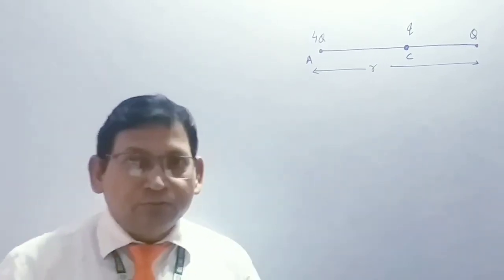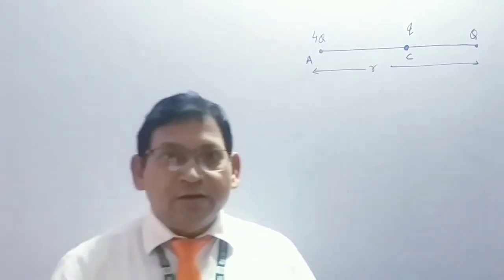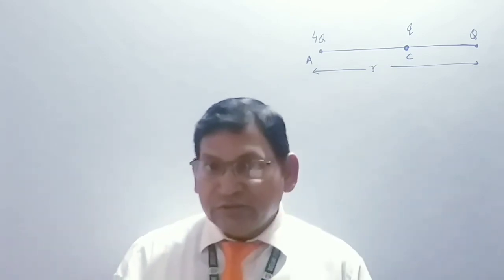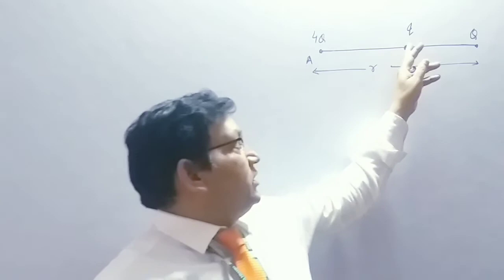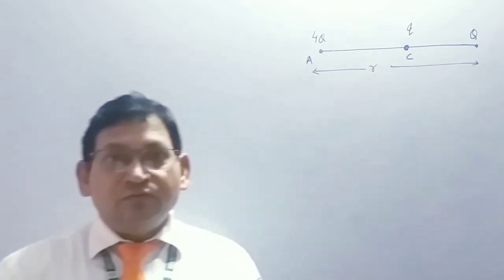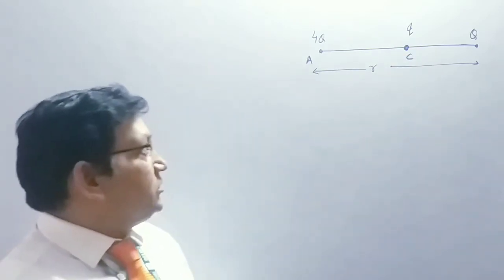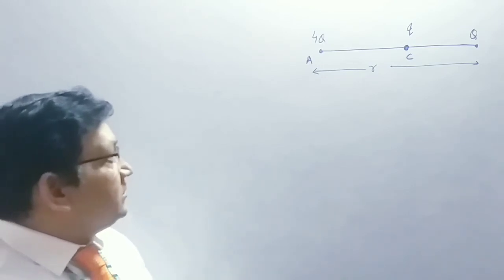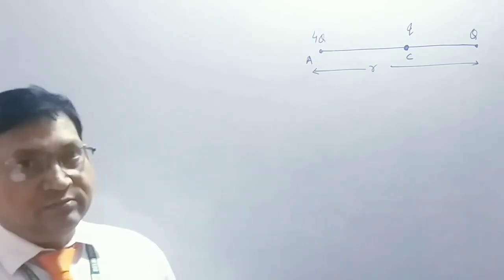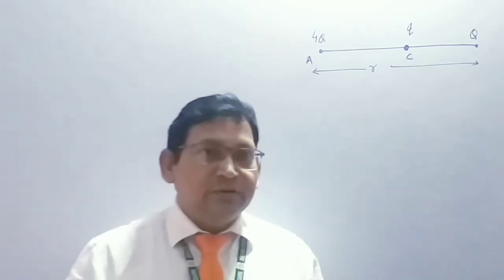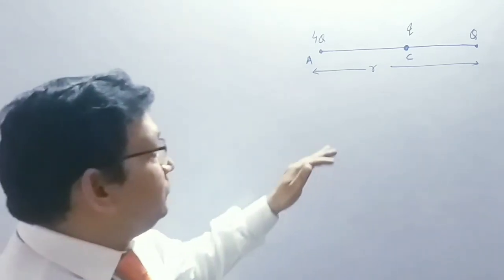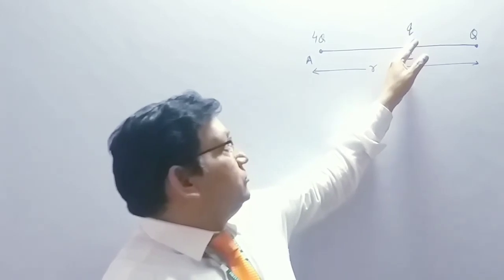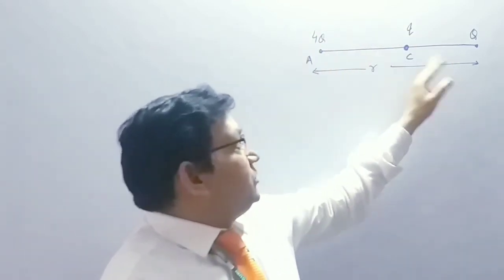We have given two charges 4Q and Q which are separated by distance R. Now we are bringing a third charge Q at C. Now we have to find where we have to put the charge Q so that the charge Q is in equilibrium. What is the meaning of equilibrium? The meaning of equilibrium is that the net force acting on charge Q due to 4Q and Q is 0.